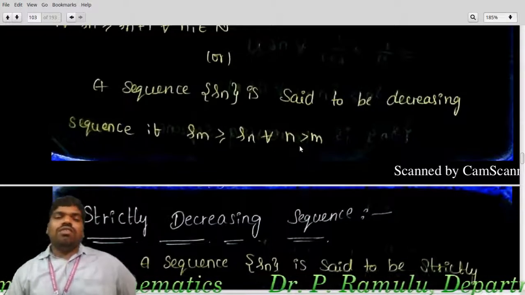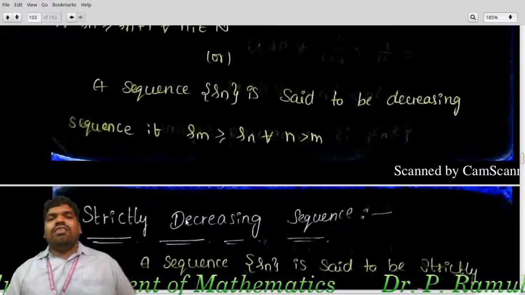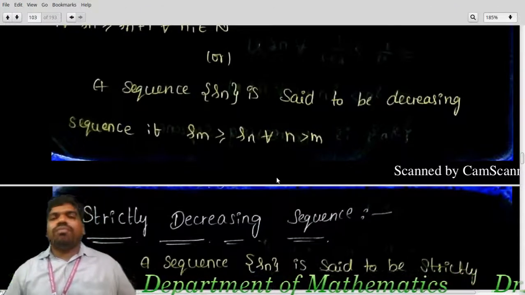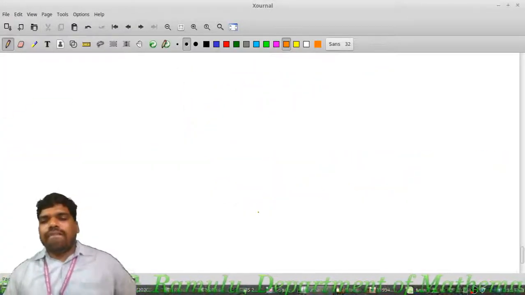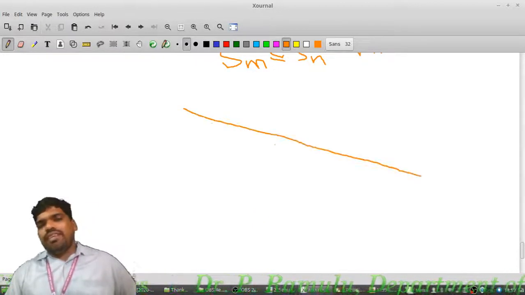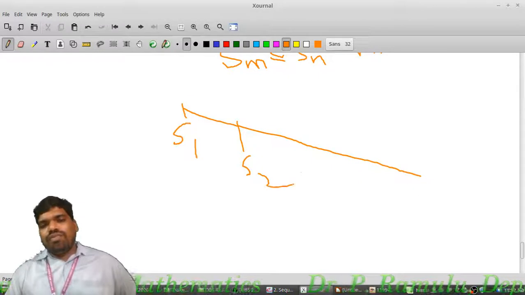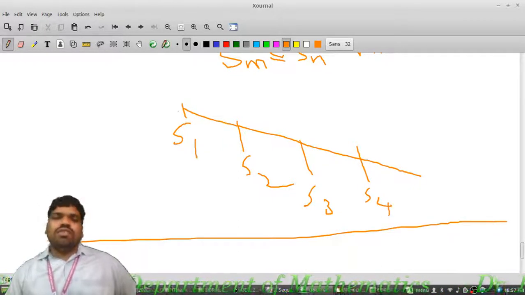That means the terms of the sequence are decreasing, right? The graph looks like a downfall. So the terms of the sequence are decreasing, right? So this is S1 here, S2 here, S3, and S4. So here the terms of the sequence: S1 is greater than S2 greater than S3 greater than S4, right? So it looks like this.